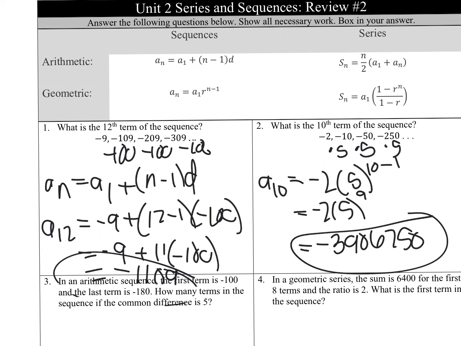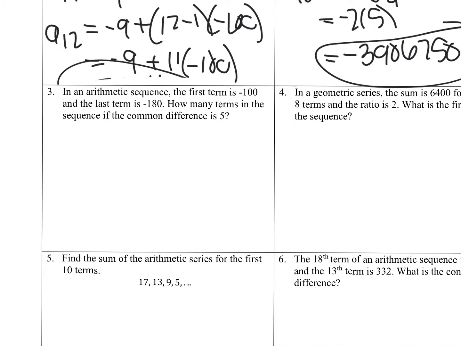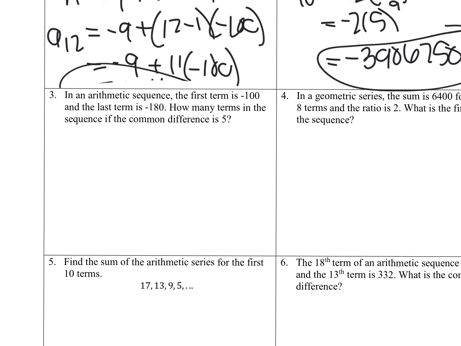Okay. Number 3 says in the arithmetic sequence, the first term is negative 100 and the last term is negative 180. How many terms in the sequence if the common difference is 5? Okay. So we know the common difference. We know that the first term is negative 100. We know the last term is negative 180, but we don't know what term that is, right? And that's what we're looking for. If the last term is negative 180, we're looking for that n.